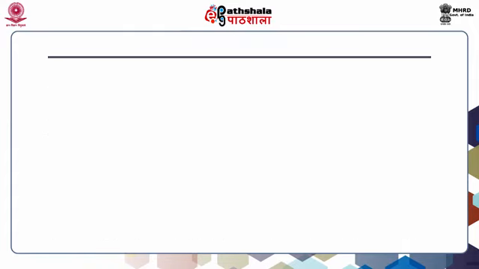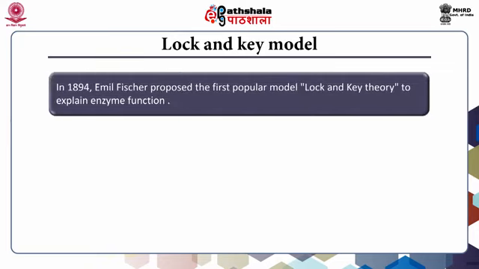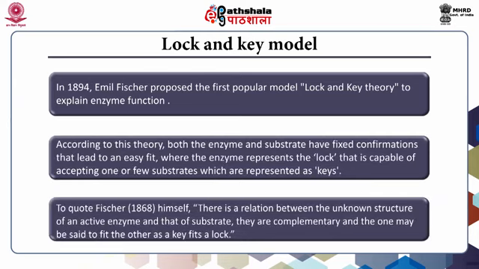So, let us see the lock and key model. In 1894, Emil Fischer proposed this model, and according to this theory, both the enzyme and substrate have fixed conformations that lead to an easy fit, where the enzyme represents the lock that is capable of accepting one or a few substrates, which are represented as keys.